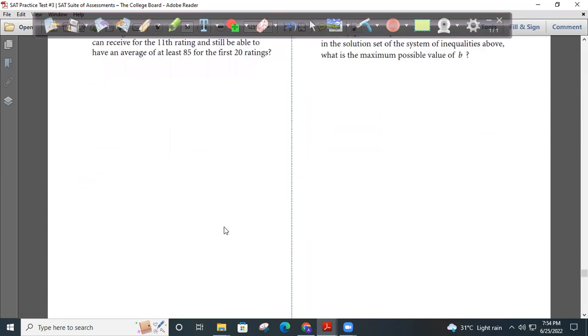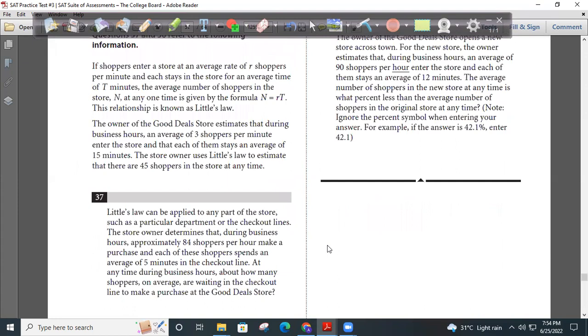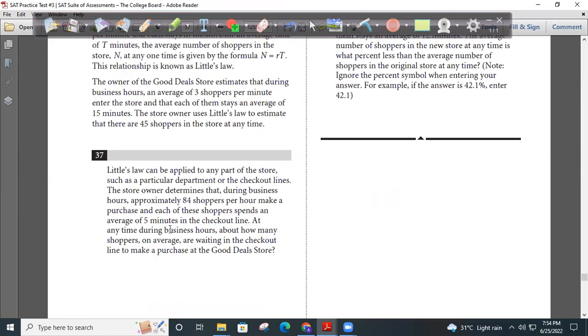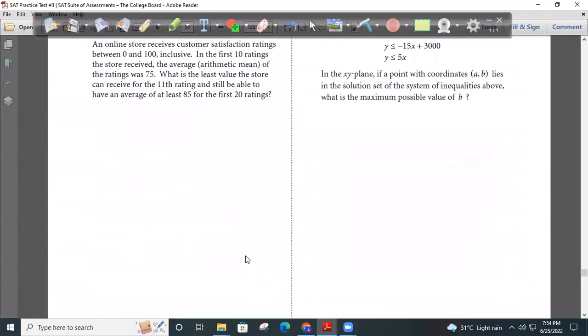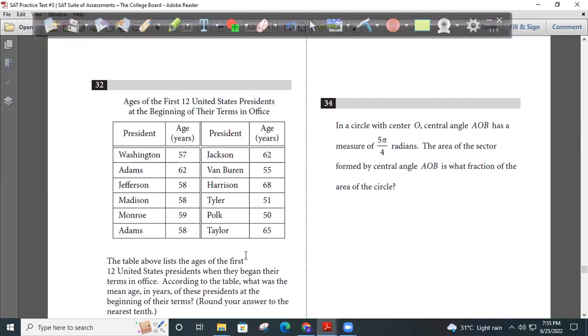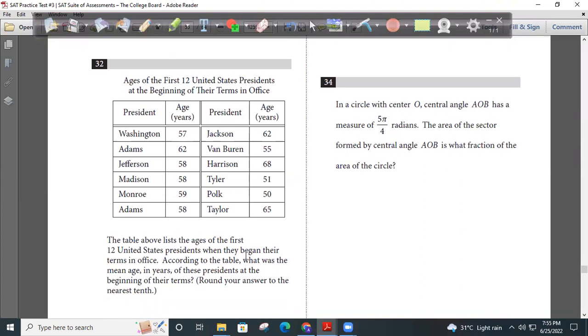This is 35th, also 35. How many people on average are waiting in the check-in line and getting service? 35 and 32. First, please solve 32, then we'll solve the 35th question. Both the questions. 32 and 35. Yeah. You can see the table. Sorry.